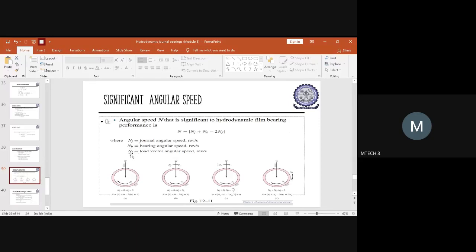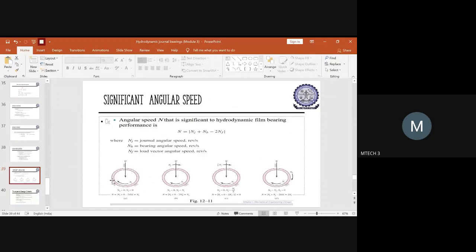And finally, N suffix F means you'll be applying some load across the contact area, where the pressure will be distributed. So you should know the angular speed with respect to the load. This is the load vector related to the angular speed with which it will be revolving, given by N suffix m. If you substitute all these values, that will provide you the angular speed. With respect to the diagram, you should be able to understand.